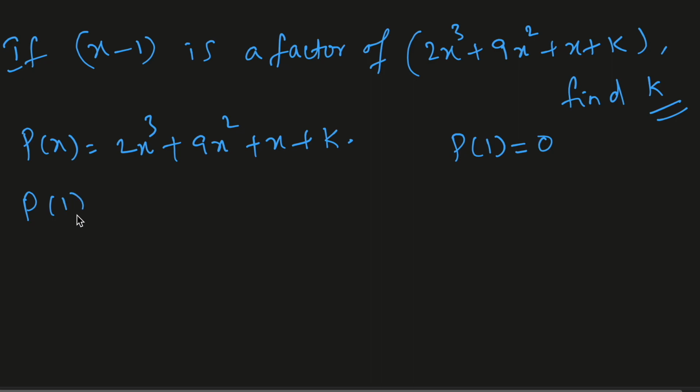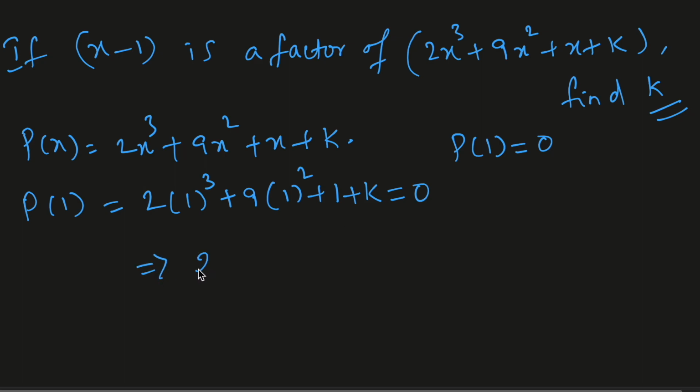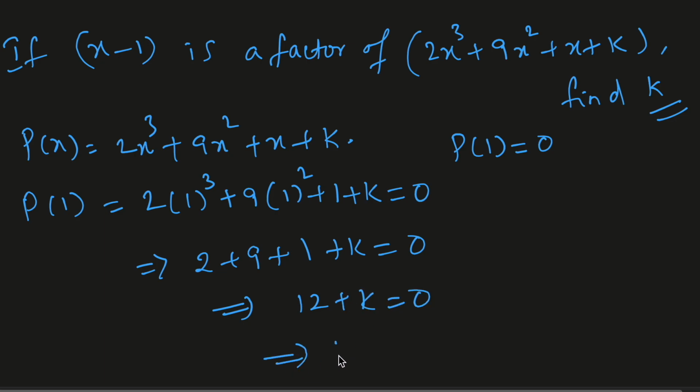So p(1) is equal to 2 into 1 cube plus 9 into 1 square plus 1 plus k is equal to 0. So this is 2 plus 9 plus 1 plus k is 0. This implies 12 plus k is 0. This implies k is equal to minus 12.